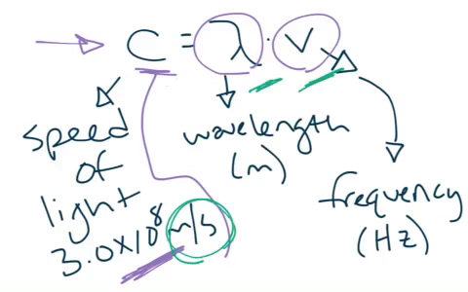Our speed of light is meters per second, so that means our wavelengths are going to be in meters, and then the 1/s portion of this is a unit called hertz.